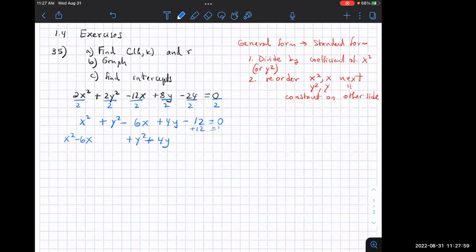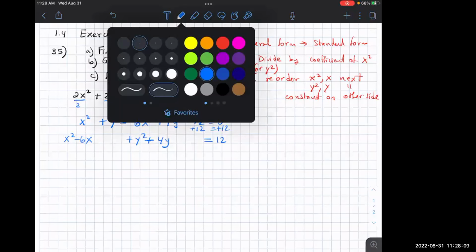And then add a 12 on both sides. So okay, thank you. Equals 12. Okay. Now we complete the squares.